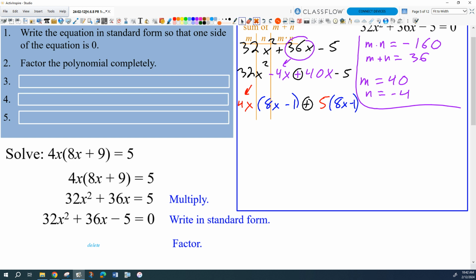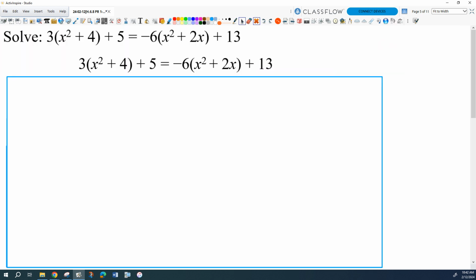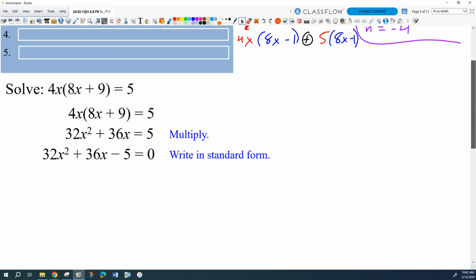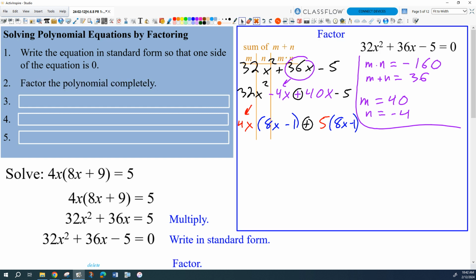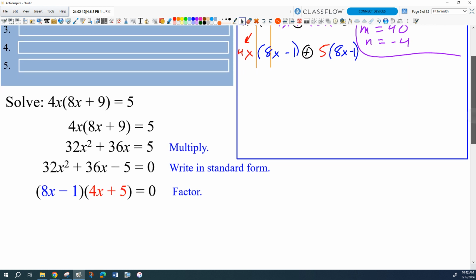Okay. Oops. I don't know what I just did. Wasn't what I wanted to do. You got no options. There we go. Okay. 8x minus 1 times 4x plus 5. That's what you told me.